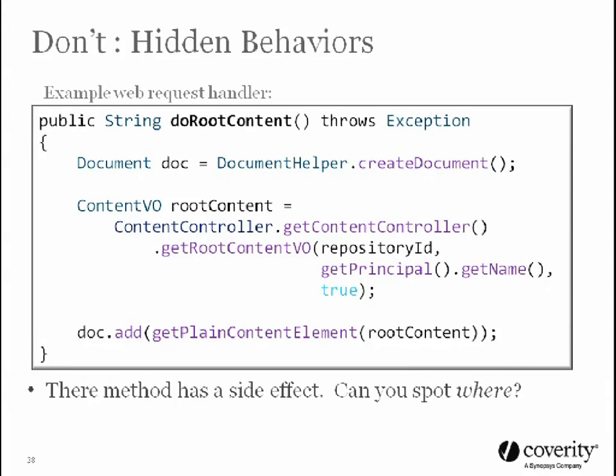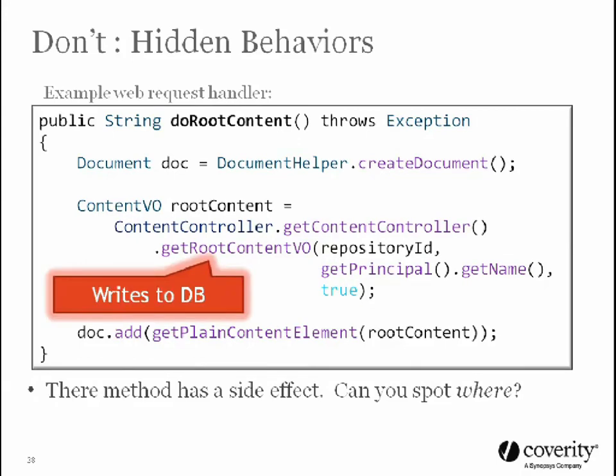Yeah. What was that? That's actually a very good guess. Got it right. To me, that's not obvious because it's getting the root content VO, so this is just a view object, but it actually writes to the database exactly like you said if it didn't exist. So you'd make a very good security auditor.